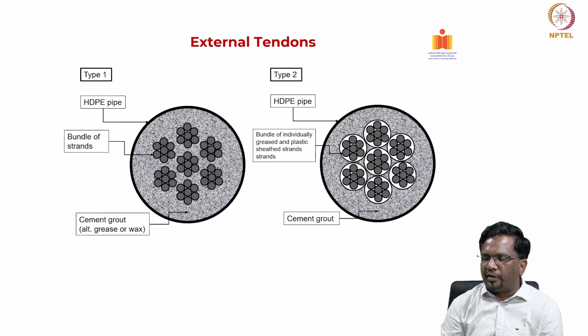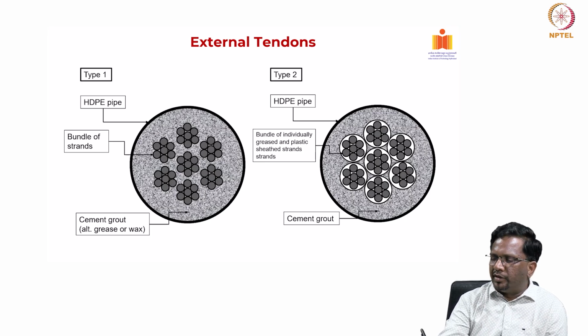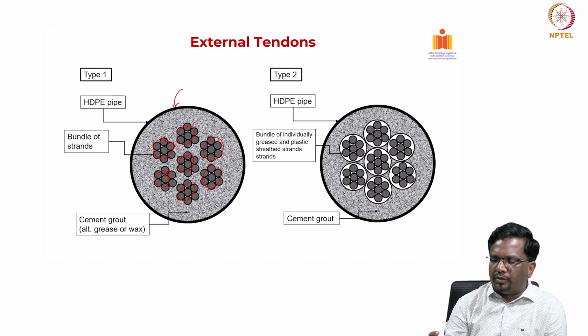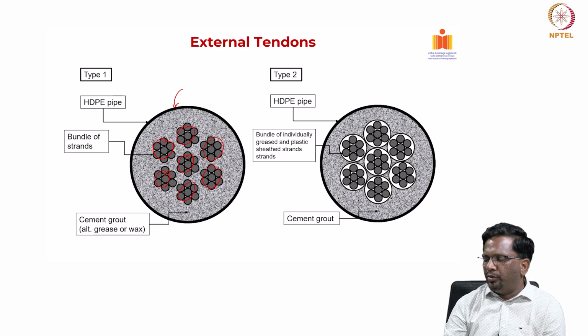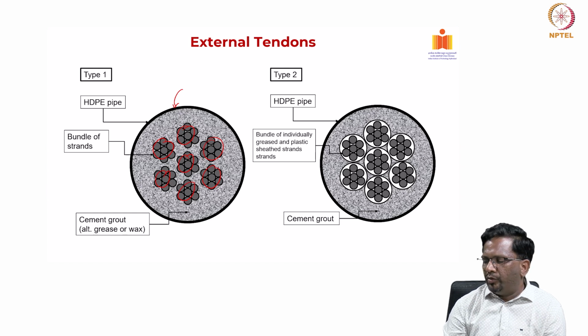Okay. Now, in external tendons, again two types of tendons are there. In type 1, you can see here the bare strands, 7-wire strands, are just kept inside like this, and then you have an HDPE pipe that is there. So, this is basically your duct, and then inside that, if you are going for a bonded system, you grout it with a cement grout, or if it is an unbonded system, you fill it with grease. Okay, that is what we do, right.